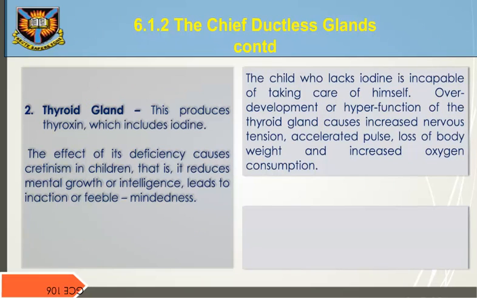2. Thyroid gland. This produces thyroxine, which includes iodine. The effect of its deficiency causes cretinism in children, that is, it reduces mental growth or intelligence, leads to inaction or feeble-mindedness. The child who lacks iodine is incapable of taking care of himself. Overdevelopment or hyperfunction of the thyroid glands causes increased nervous tension, accelerated pulse, loss of body weight, and increased oxygen consumption.